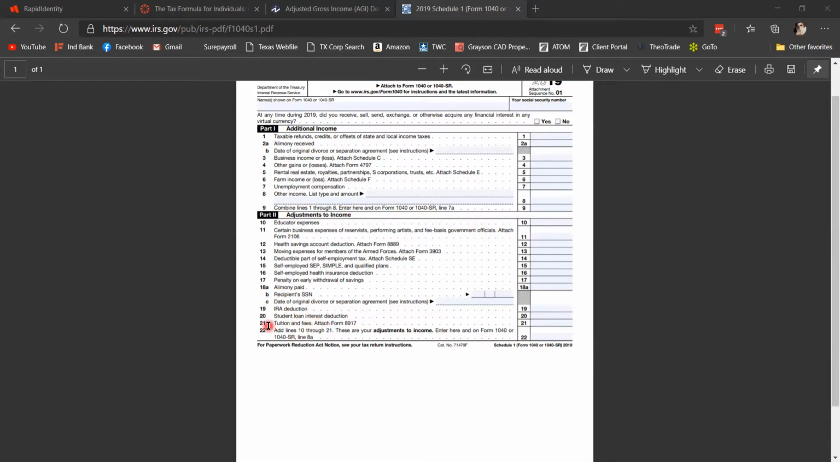And then tuition and fees. Remember in the first part, we talked about there's 3 educational credits available. Tuition and fees deduction is one of them. And this is where you would take it, on line 21 here.